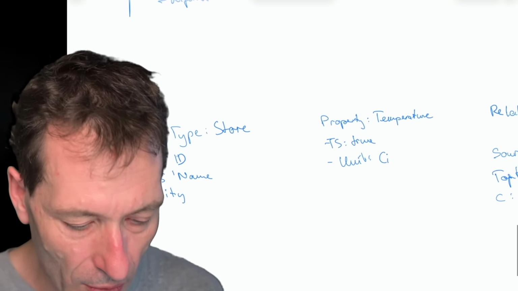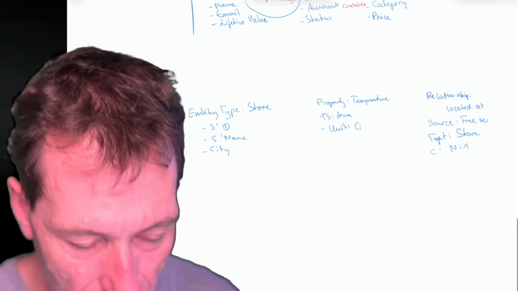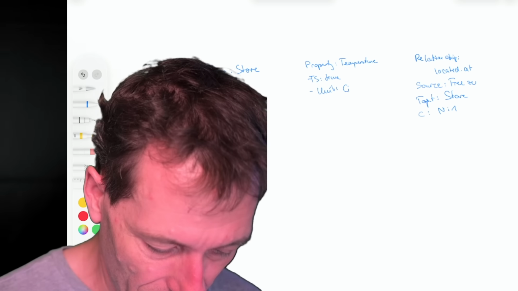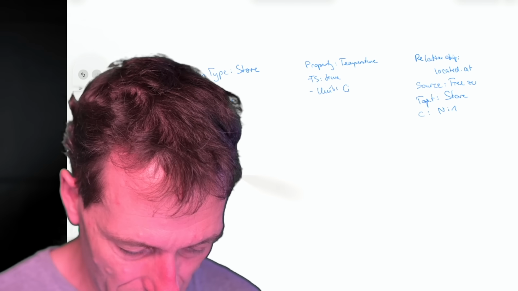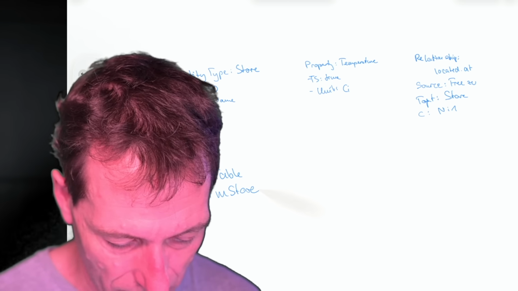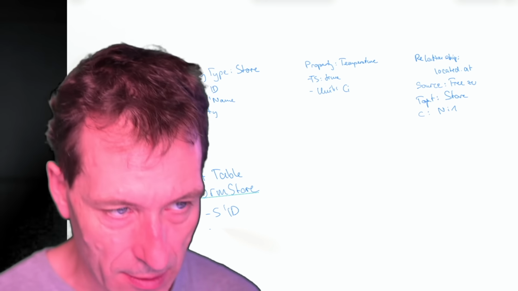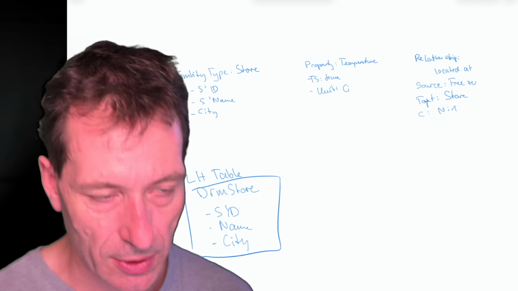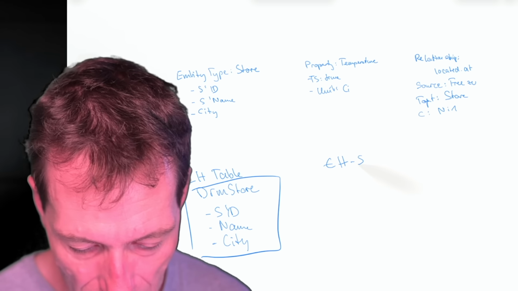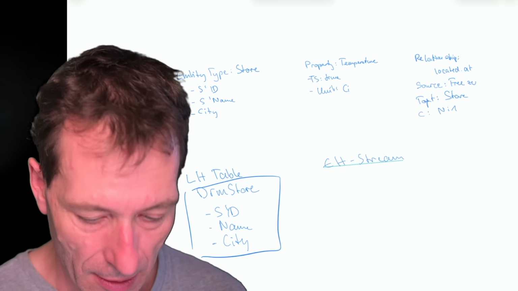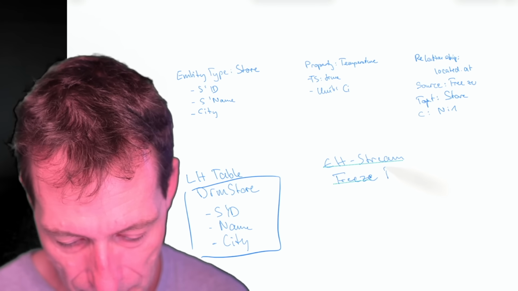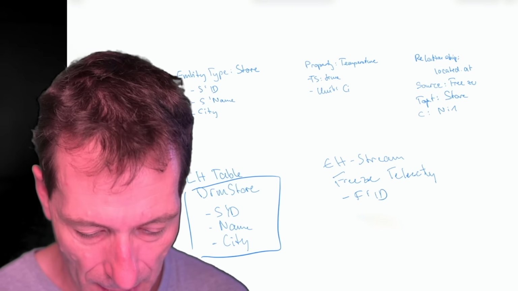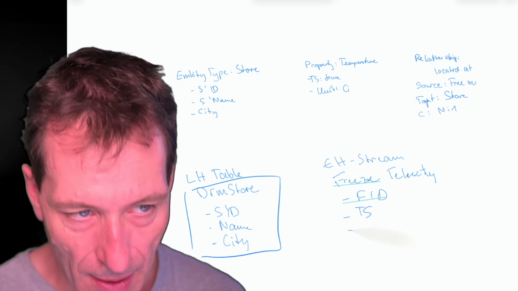So how does this propagate back to our lakehouse and to our data binding process? When we go back to our lakehouse, let's say we have a lakehouse table, and the lakehouse table is dim store. There we have the store ID, the store name, and the city, everything defined just like a traditional table. Then we have an Eventhouse stream that continuously gives us the freezer telemetry data, which is the freezer ID, the timestamp, and the temperature.